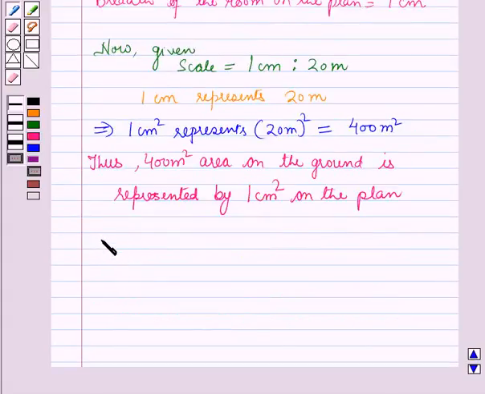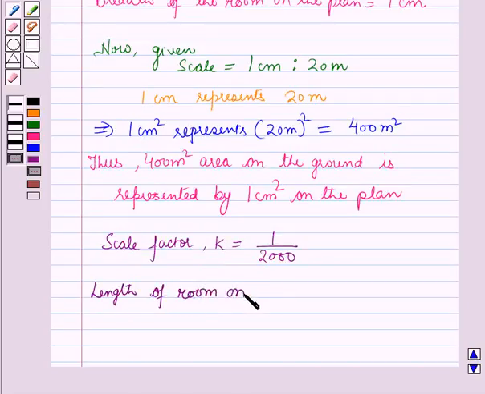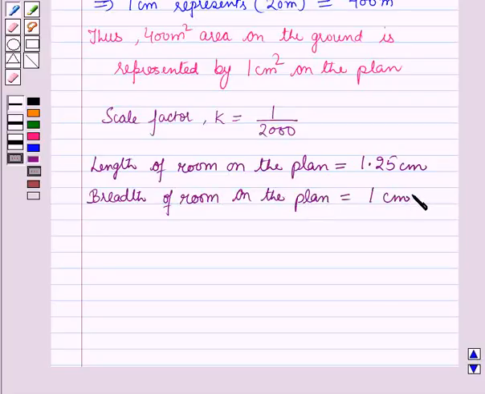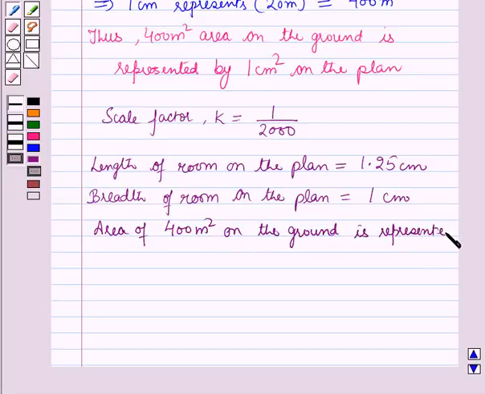Thus we have got the solution as scale factor K is equal to 1 over 2000. Secondly, length of the room on the plan is equal to 1.25 centimeters. Thirdly, breadth of the room on the plan is equal to 1 centimeter. And fourthly, the area of 400 meter square on the ground is represented by 1 centimeter square on the plan.